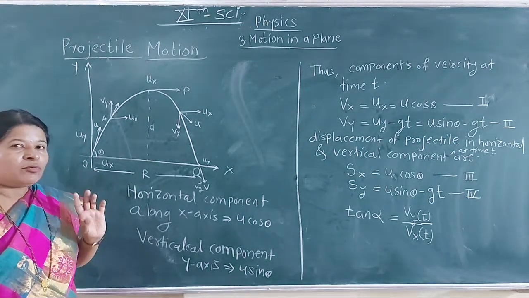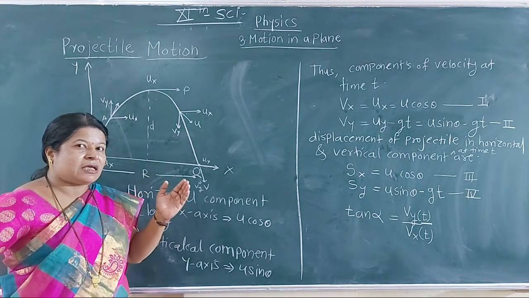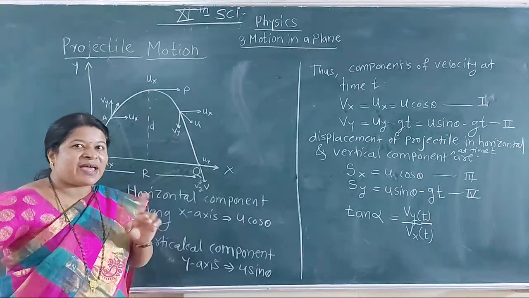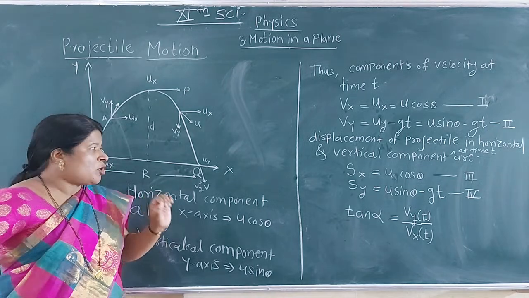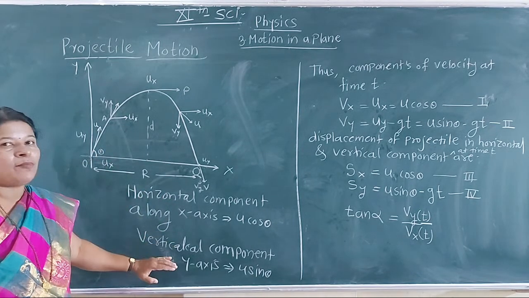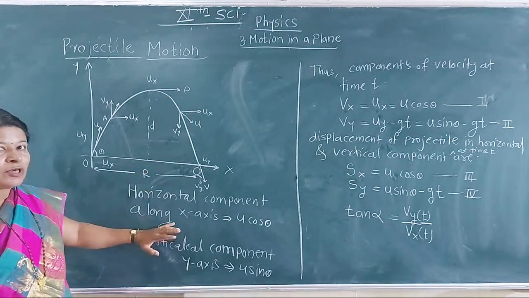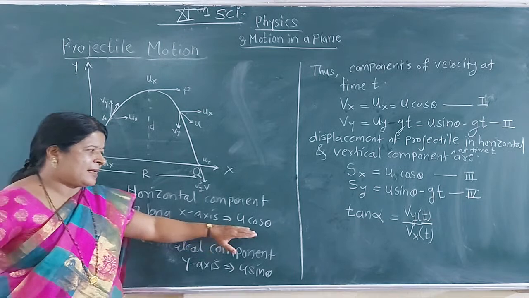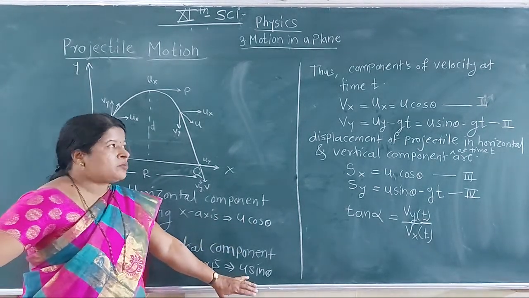Now the projectile is moving along the x and y axis. Projectile is moving in the x and y axis, that means the xy coordinate system, that means the xy plane. So we have taken both the components of the projectile. So along the x axis we can take it as u cos theta and along the y axis we can take it as u sin theta.